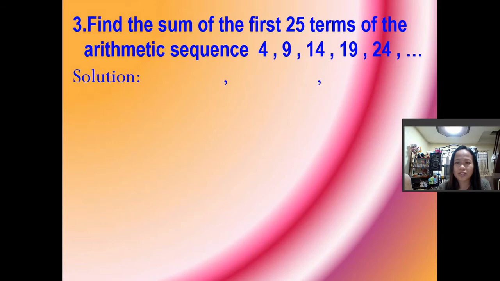Okay, how about number 3? Find the sum of the first 25 terms of the arithmetic sequence 4, 9, 14, 19, 24. Okay, take note, we are going to add only the first 25 terms. Are we given the last term? No, it's not. So our first term is 4. Our n is 25, since we are going to add the first 25 terms. So the number of terms to be added is equal to 25. So that is why our n is 25. Now our common difference is 5.